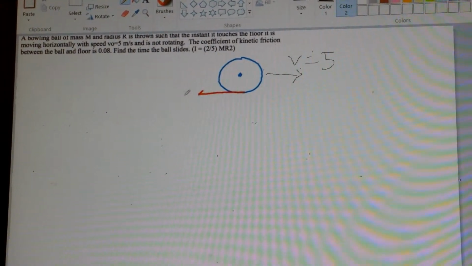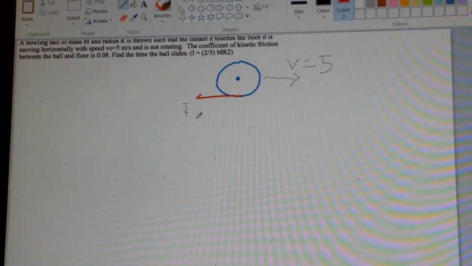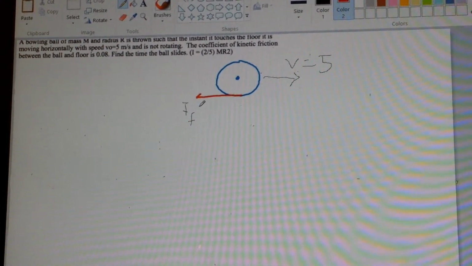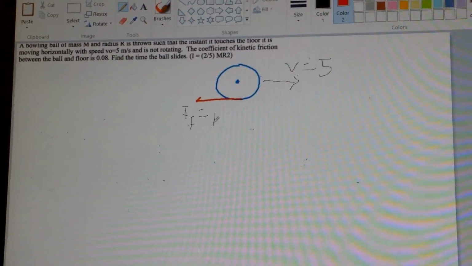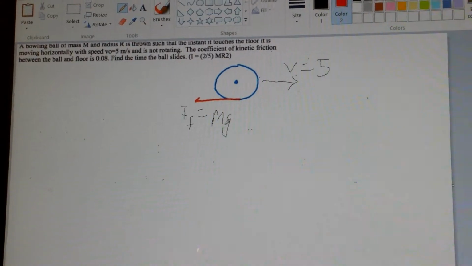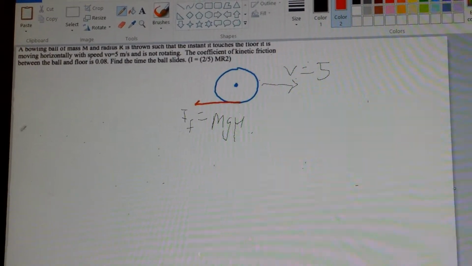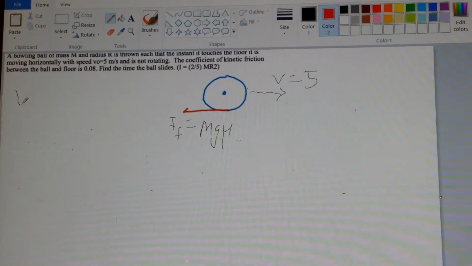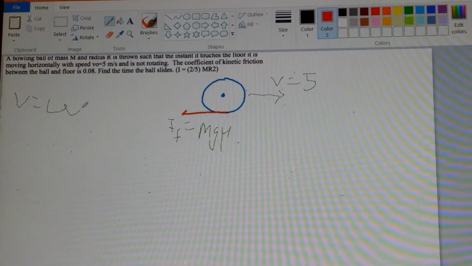And there's a frictional force this way. Friction force equals mg mu. So we're asked to find when V equals omega r.